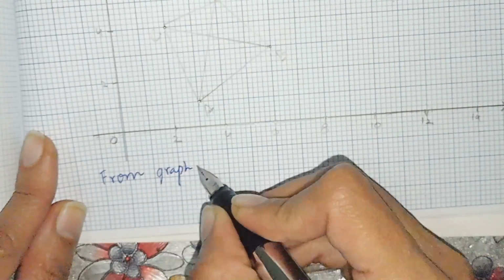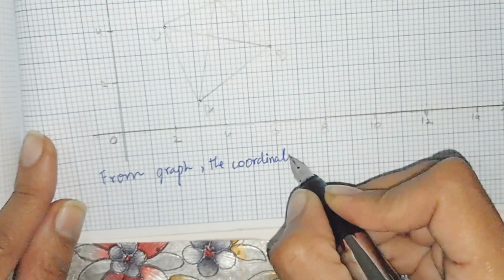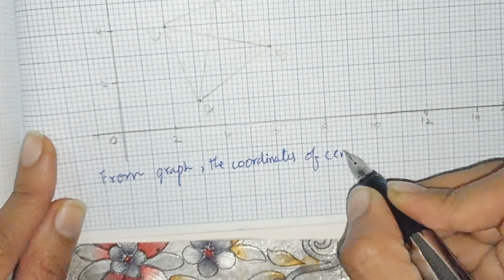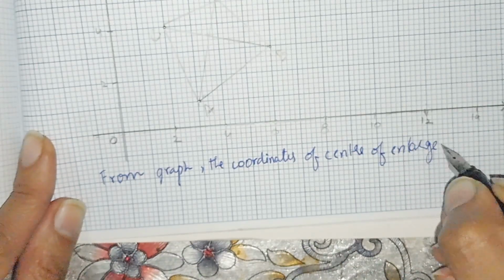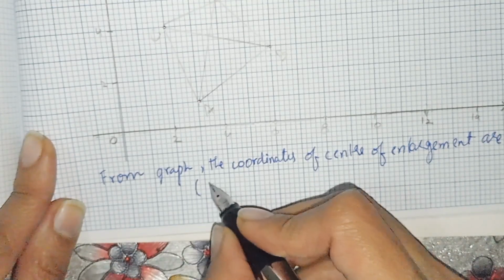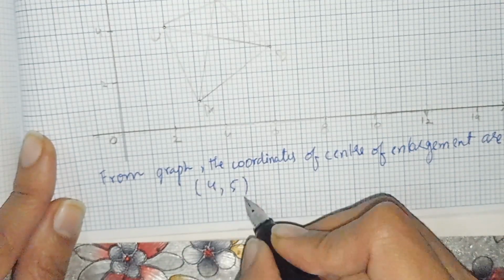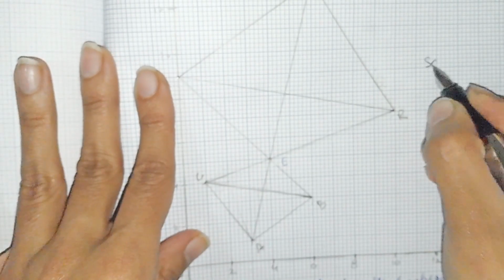From graph, the coordinate of center of enlargement are 4 and 5. Now students, we have to find the scale factor.